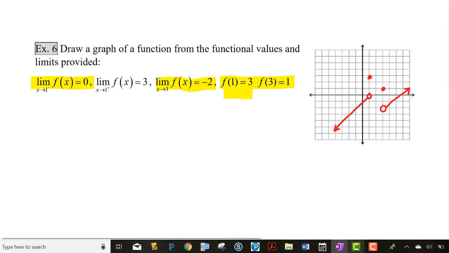But finally, let me look at the last limit. This limit is the limit as x approaches 1 from the right of f of x has to equal 3. So I already have a point here at 1, 3, so I just have to approach it from the right. But I also have to approach this point down here from the left. So that means I can just draw a segment joining the two. And now I've drawn an example graph that meets all the requirements.